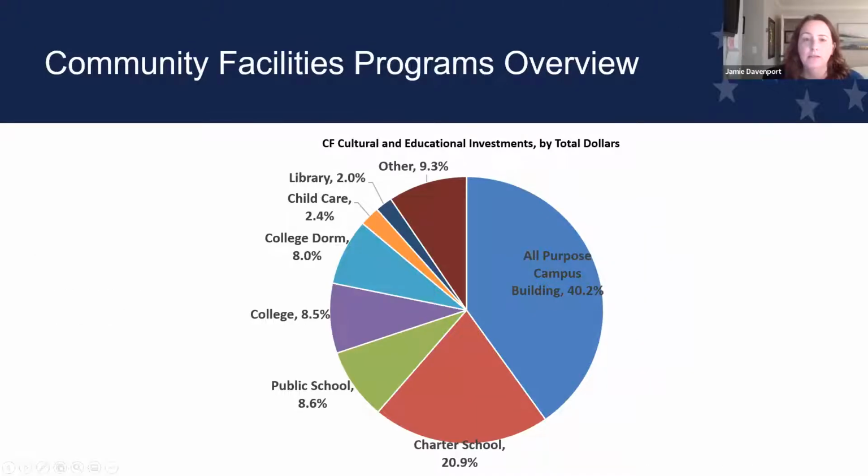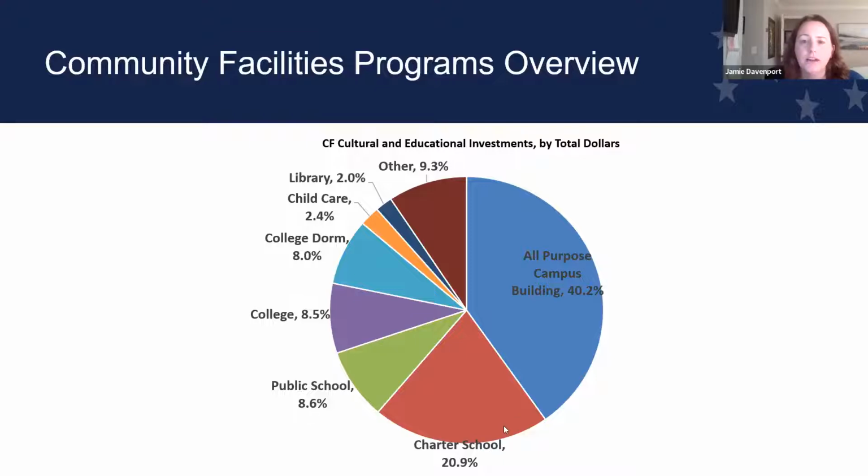So I did look at the education portfolio itself to get more of a breakdown in terms of how those funds have been used. You'll see it's really across all sectors of education. And this is all based on the NAICS code of the project that we're funding, so the primary purpose of the project. The vast majority of the community facility funding goes to support all-purpose campus buildings like administration buildings, classroom space.